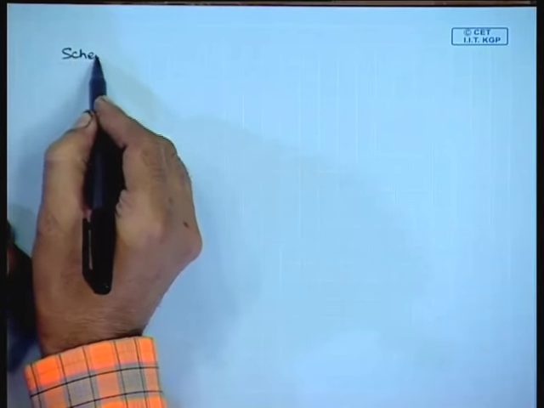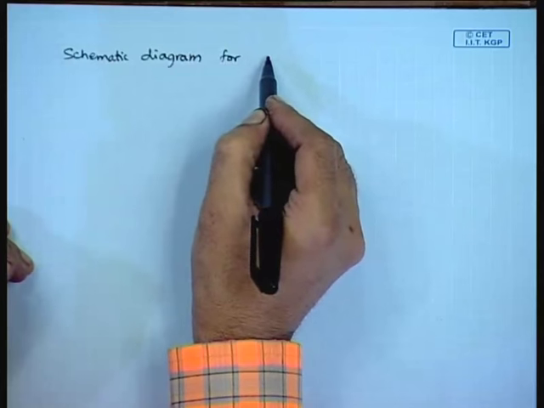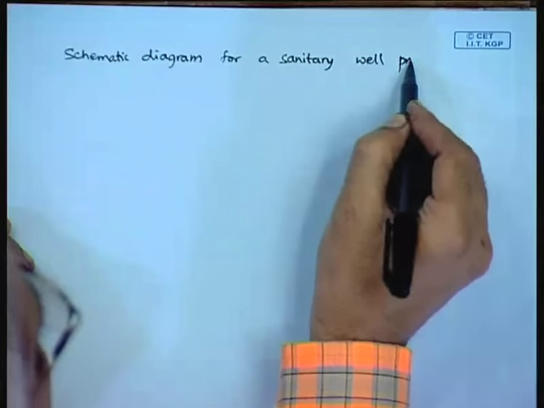Now coming to this sanitary well protection, let me discuss here one typical schematic diagram of a sanitary well protection system, wherein a well is protected from an existing source of pollutant.